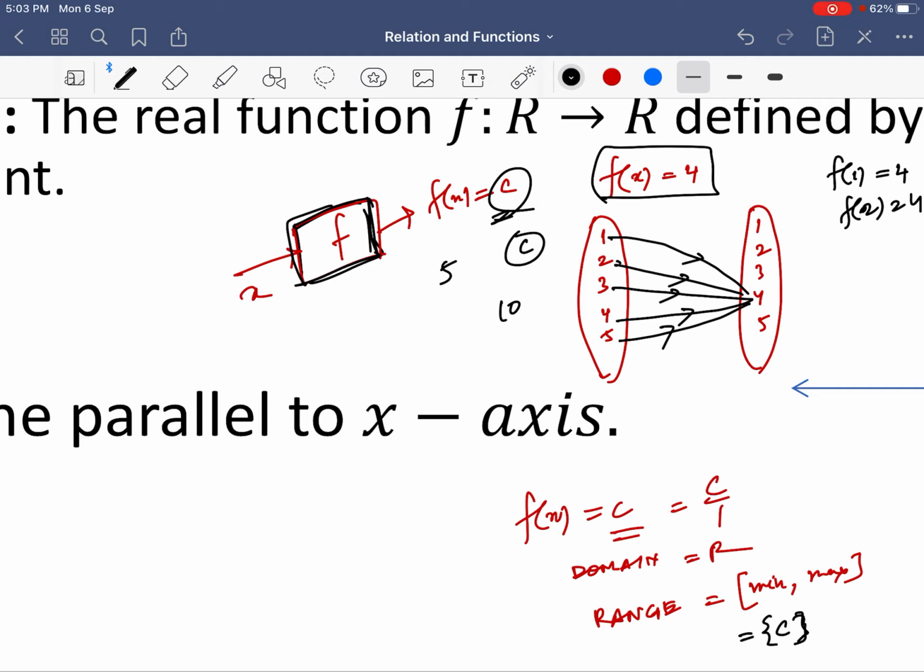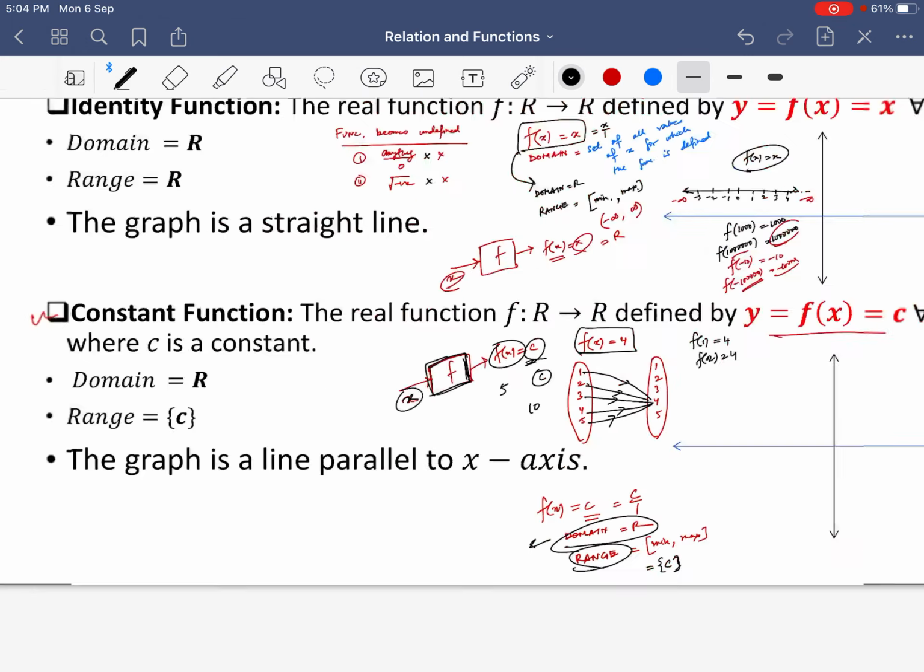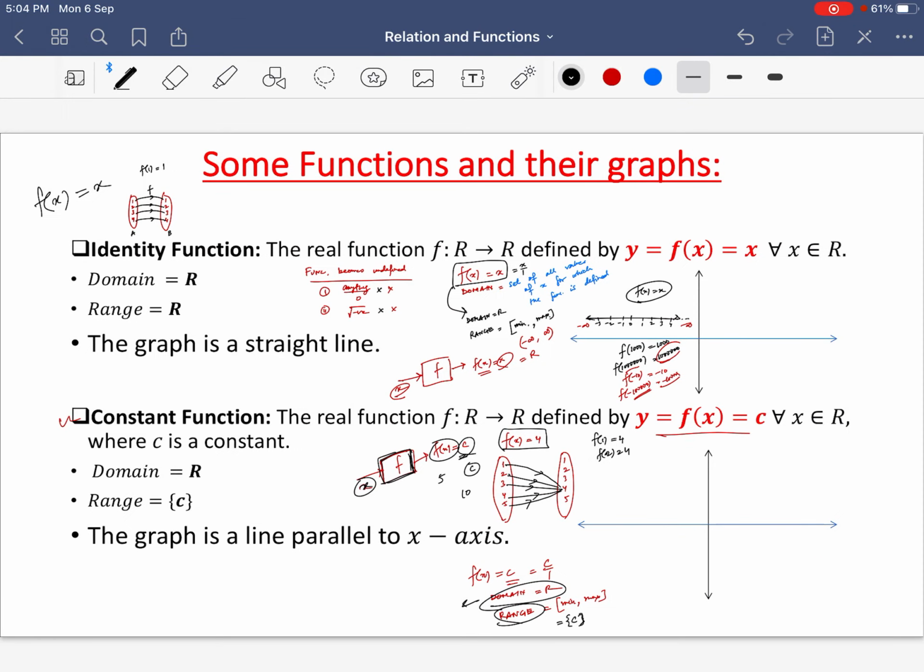So the domain is actually the value of the input, and the range is nothing but the value of the output. That is what we have. So we have the constant function.